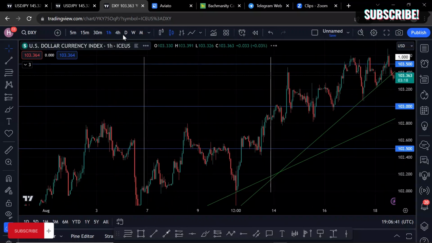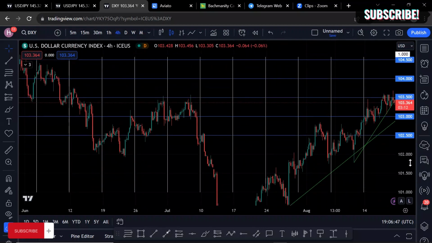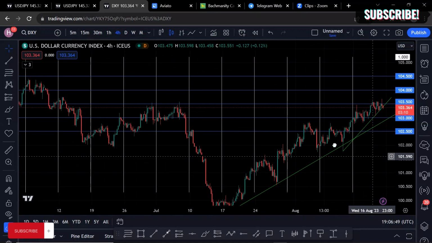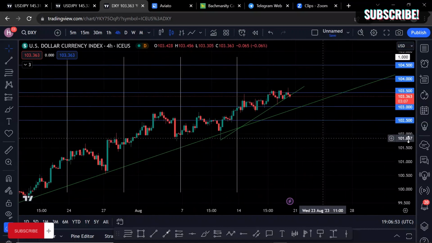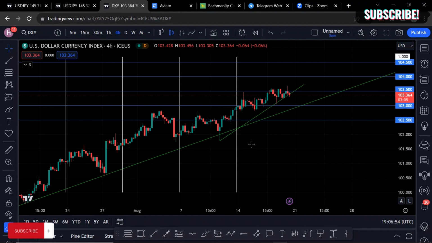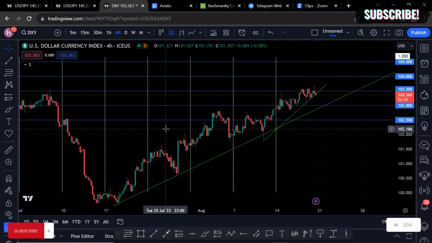So first you go to the 4 hour time frame. Click on the 4 hour time frame. You can use this one, you can use any tool. Once you're on the 4 hour time frame, you are going to notice the high and low of the first two candles to open for the week.